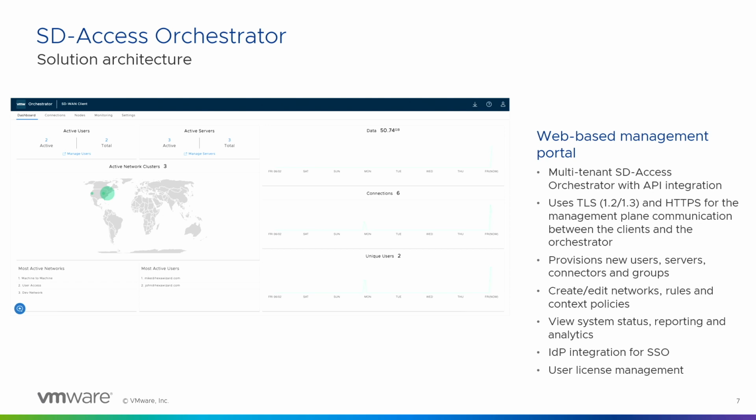The communication between the clients and the orchestrator, as well as the connectors and the orchestrator, uses TLS 1.2 or 1.3. That is the management plane communication. And then you will be able to configure everything on the portal itself. So this is a screenshot of the UI when you first log in. We do have IDP integration if users want to log in through SSO, and all of the connections and all of the statistics can be monitored in here as well.